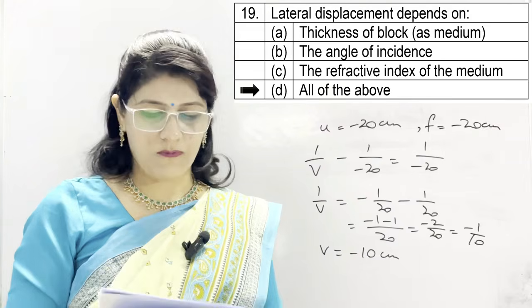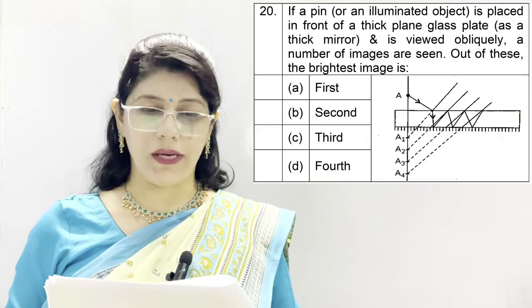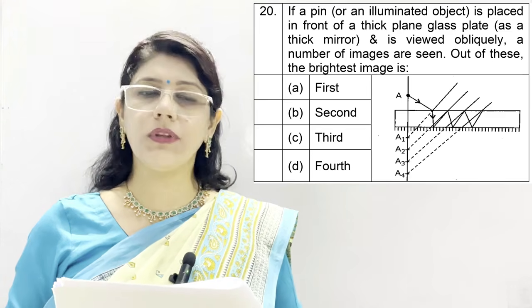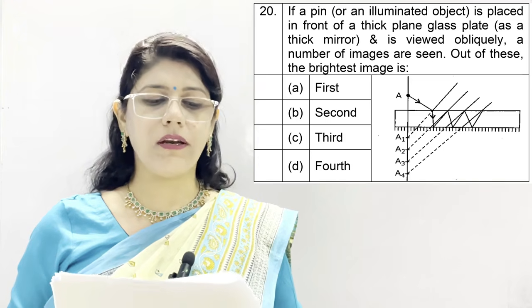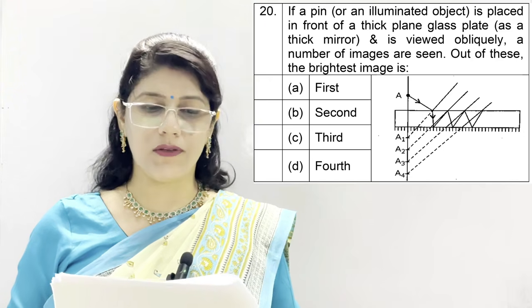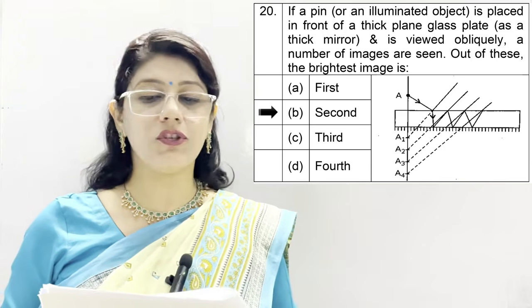all these factors. In question number 20, if a pin is placed in front of a thick plain glass plate and is viewed obliquely, a number of images are seen. Out of these, the brightest image is A first, B second, C third, and D fourth. Although we know that this diagram is reduced from the syllabus for this year, but still questions are there, and here the correct option is B, which is second.